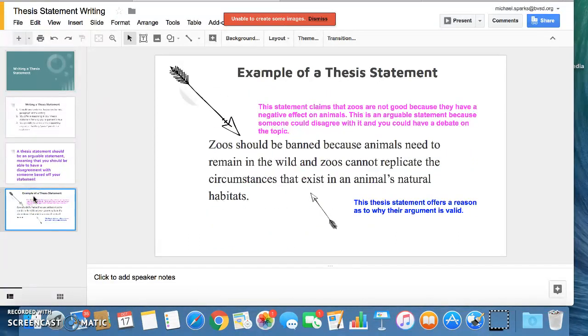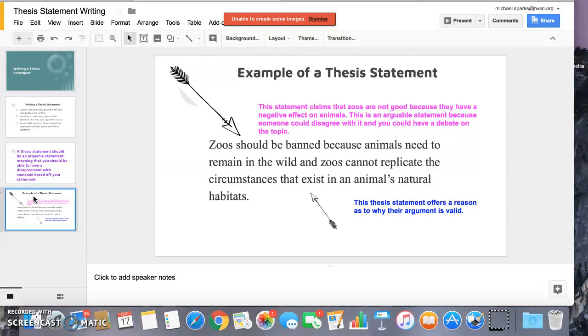Now, on this following slide, you have an example of a thesis statement. I'm going to point out areas of it that meet the criteria of a thesis statement. Zoos should be banned because animals need to remain in the wild, and zoos cannot replicate the circumstances that exist in an animal's natural habitat. So, the first part of it. The statement claims that zoos are not good because they have a negative effect on animals.